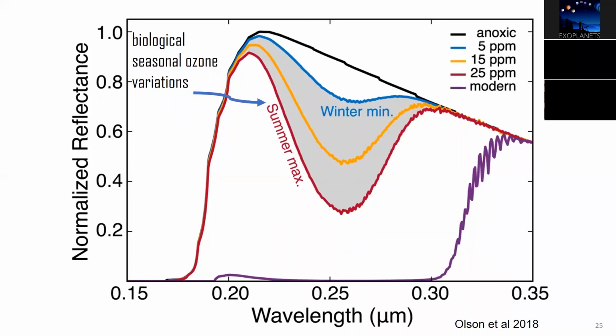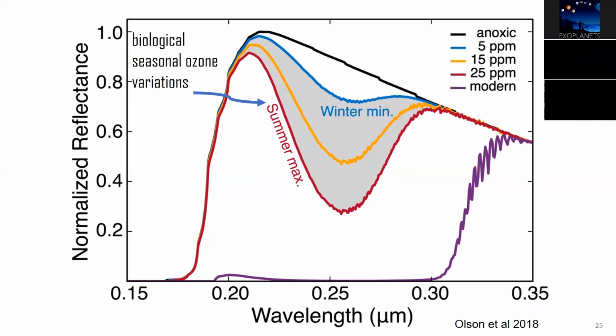That's the ozone feature. What I think is interesting is that the blue, yellow, and red spectra are for different amounts of ozone. And in particular, what Stephanie is showing in this paper is potential seasonal variability in the ozone abundance that would be driven by biology. And so this would be a temporal biosignature you might be able to go after. And you can only go after it for low oxygen planets.